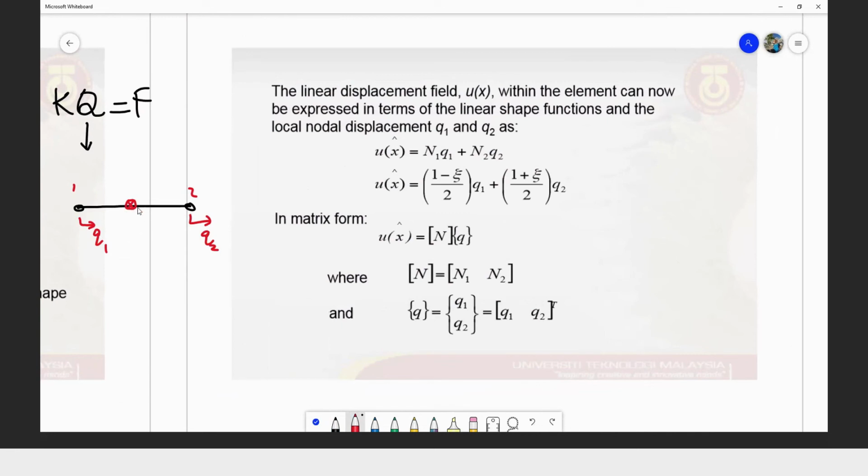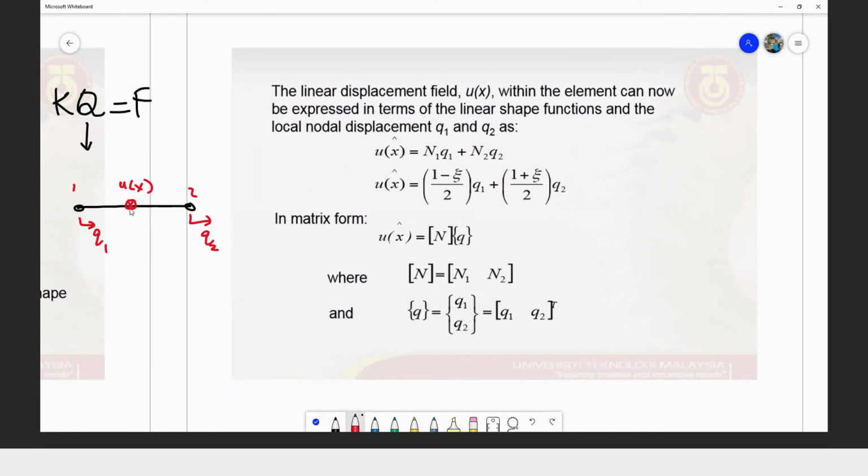How we can do this? How we can obtain what is happening there in terms of the displacement? Sebab displacement dekat node 1 dengan node 2 mungkin lain. Dengan dekat sini mungkin berbeza. Tapi berapa? Exactly.